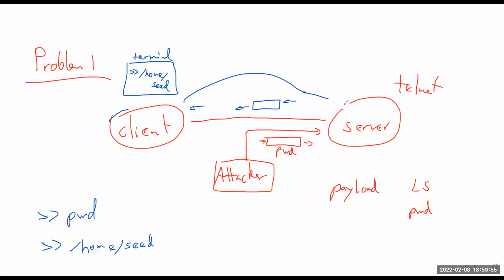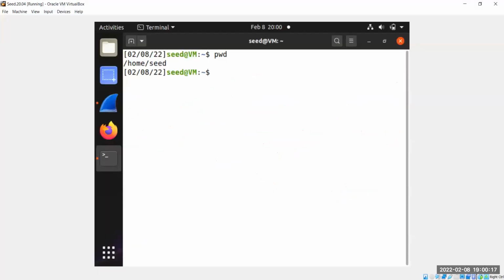And then what should happen is that a packet is sent from server to client. And that's the response that will contain, as I said, the home seed. Because when you type on the terminal, so if I go to the terminal, right? Let me switch over to the terminal. pwd, home seed. You see what I'm talking about now?